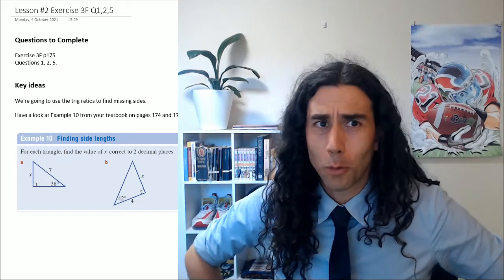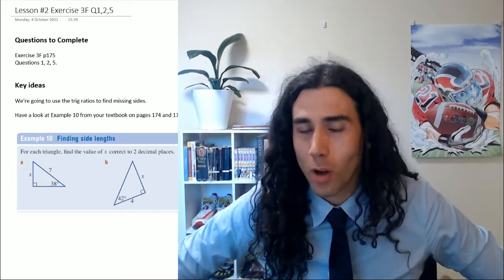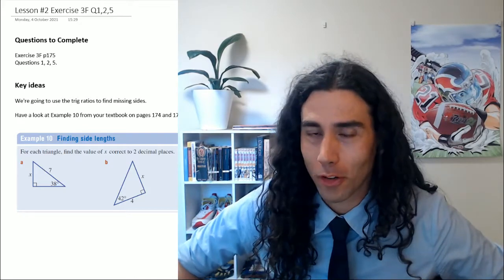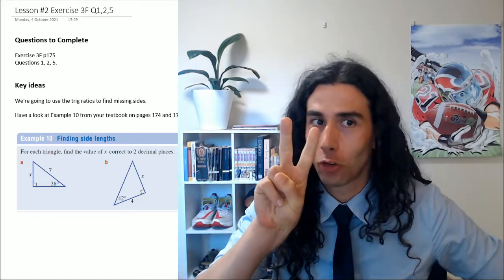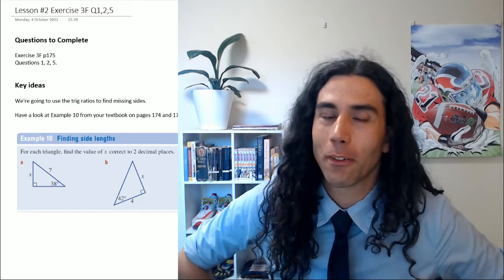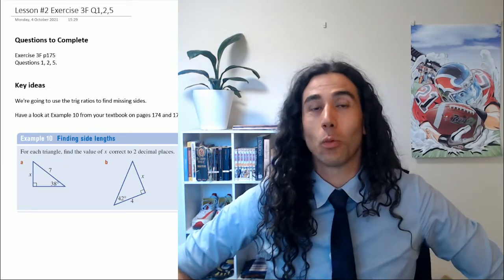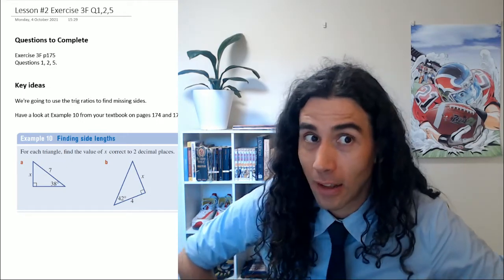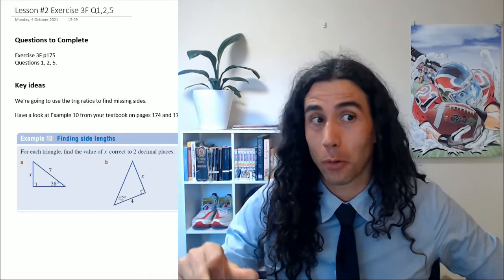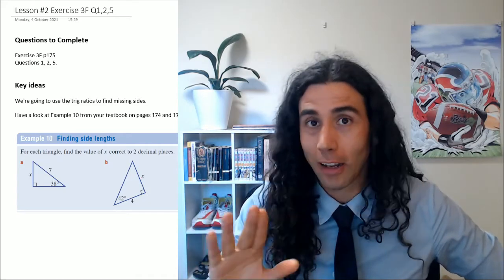Hello, hello, hello. This is 5.1 right-angled trigonometry, lesson number 2. And here we're going to find missing sides. That is what this lesson is all about. And we're going to do the same thing in lesson 3 as well, by the way. This is very important, so we'll take our time with it.